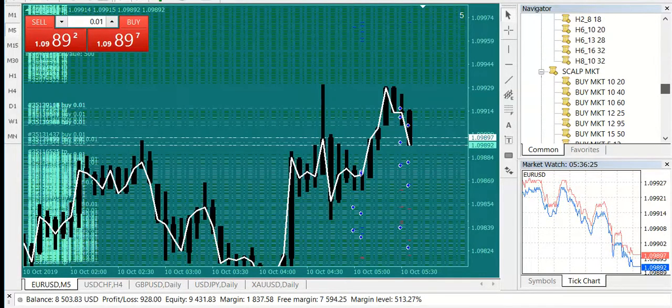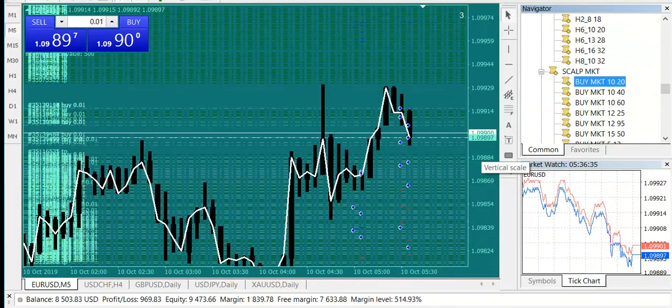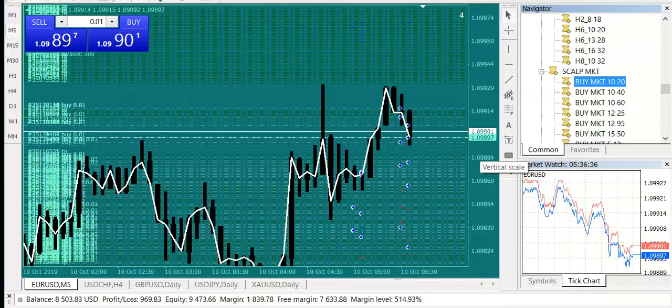Put my finger on the... I'm putting in 10 pip stops now. So I expect to go underwater a little bit on this possibly. But we just updated the 5-minute chart.